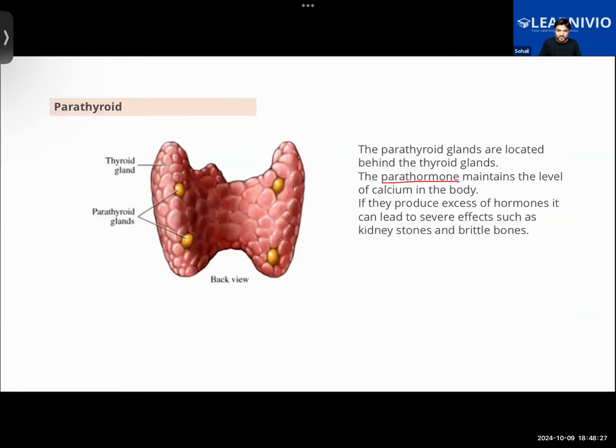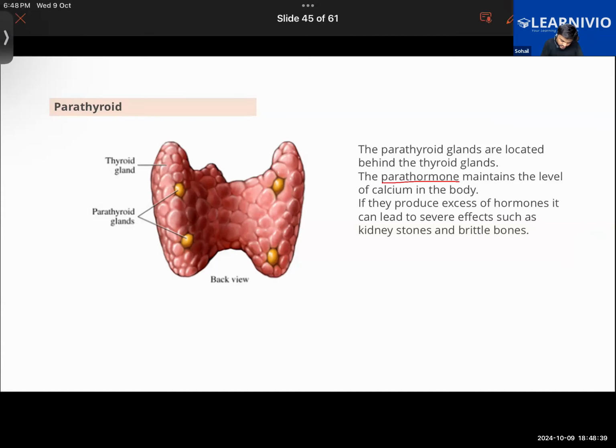Then we had the parathyroid gland. The parathyroid gland produces the parathyroid hormone, called parathormone. This gland is located just behind the thyroid gland. If this is the thyroid gland, right behind it the parathyroid gland is present. Got this now?